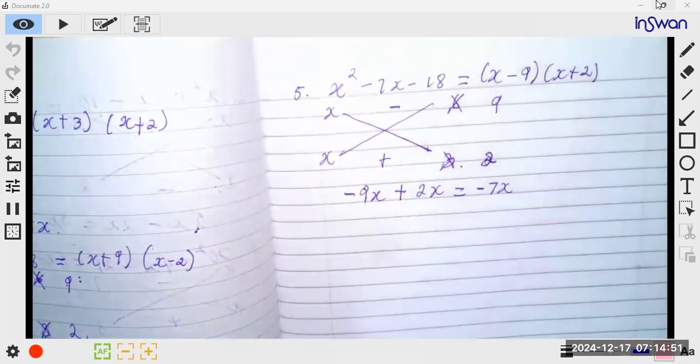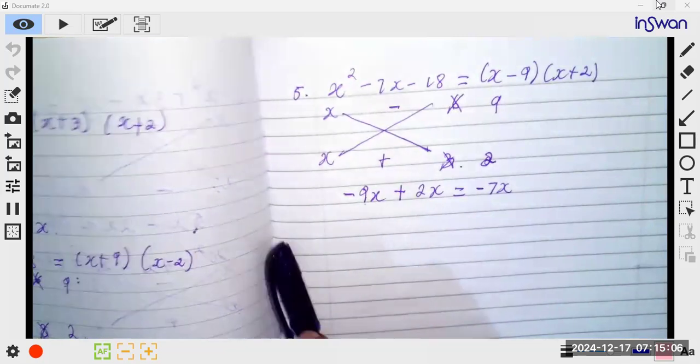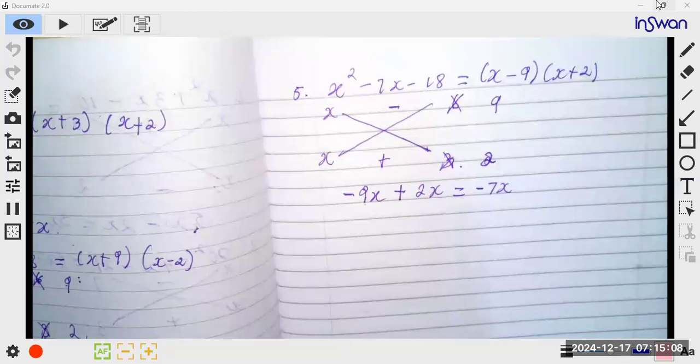And that's what you will do for factorizing quadratic expressions. Any questions, you all? Yes. Any questions? All right. So therefore, that will be the end of this particular topic.